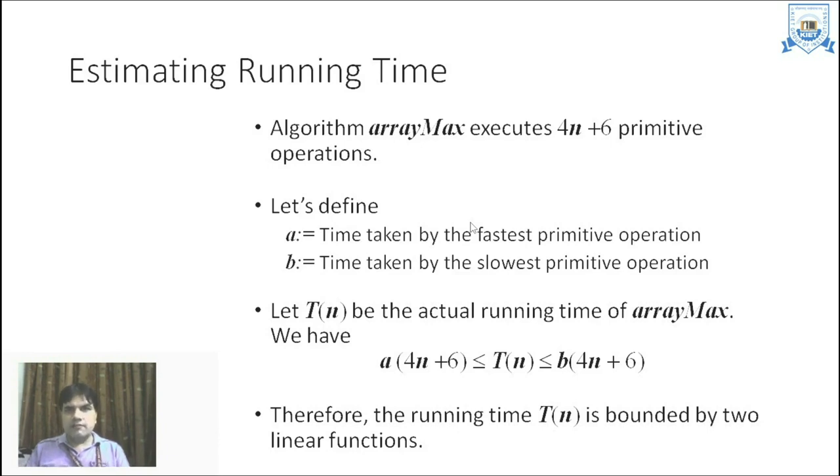So anyhow, if there are a total of 4n plus 6 primitive operations, out of which some could be slower, some could be faster, our time will vary between A times 4n plus 6 to B times 4n plus 6, where this 4n plus 6 is the total operations in a given algorithm. So this variation we can express in the form of a mathematical notation, a mathematical function, an estimate about the maximum and minimum time we can provide.